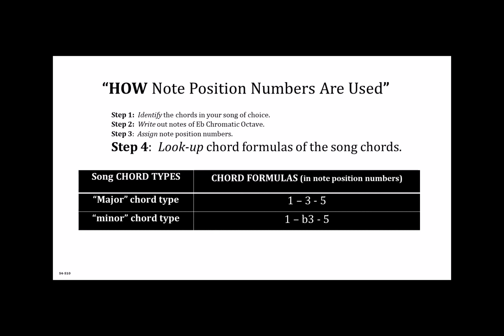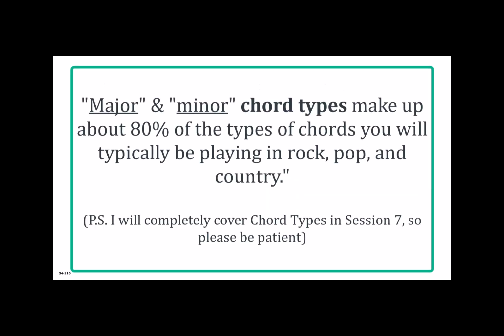And that means that technically, when you start forming chords, when we get into session 6 and really start getting into form, that's the only difference we have to make: change our fingering from note position 3, drop it backwards to a flat 3 position, and now we've got a different chord type. And interestingly, between the major chord type and the minor chord type, that makes up about 80% of the types of chords that you will typically play. So keep that in mind. This is a major step in understanding the chord formulas.